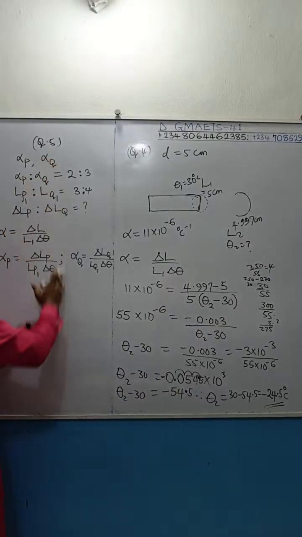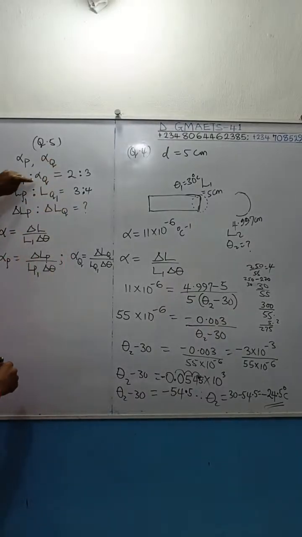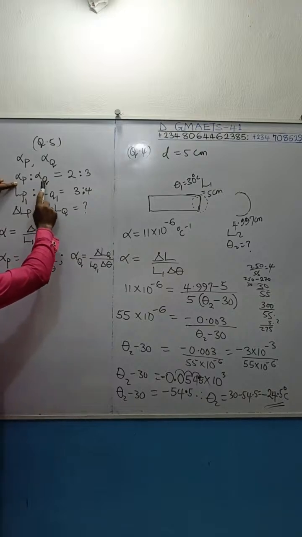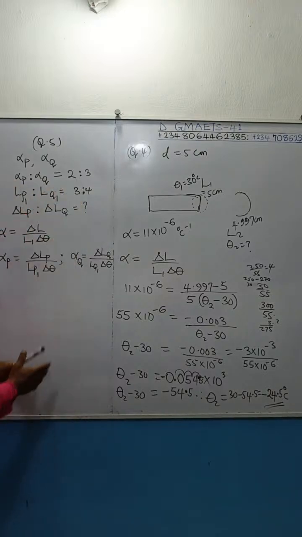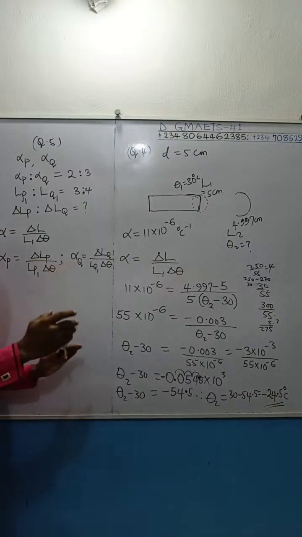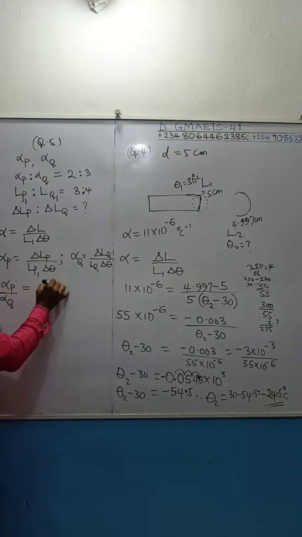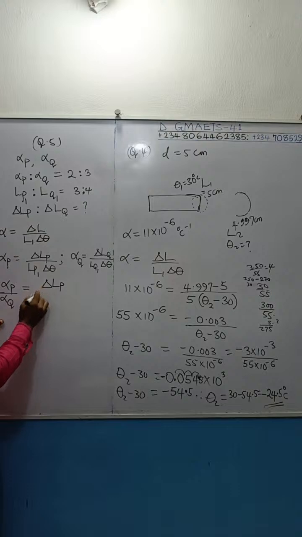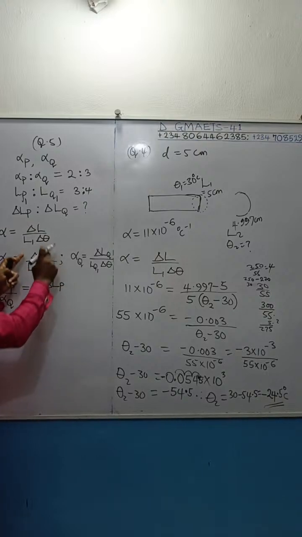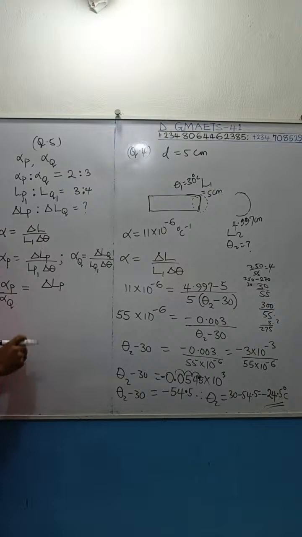Now, we are dealing with ratio here. You can see that the ratio of the coefficient of linear expansion for both materials was given to us. So quickly take the ratio of these two, and ratio is simply division. The ratio is going to be the linear coefficient of expansion of P divided by the linear coefficient of expansion of Q. Now the increase in length of P, you write this formula for the linear coefficient of expansion of P, which is all these terms, LP1, then delta theta.